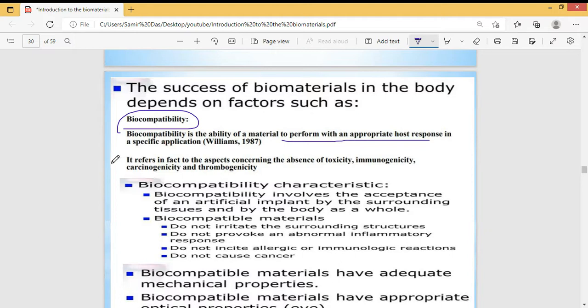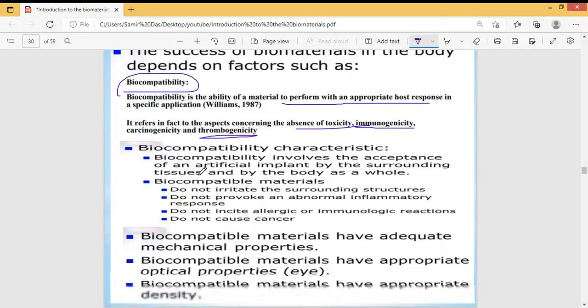So basically, biocompatibility refers to the absence of toxicity. So there is no toxicity or immunogenicity or carcinogenicity, and it should be blood compatible. Sometimes what happens is, when the implant is placed into the body, blood clotting will take place. So we have to take care about that.